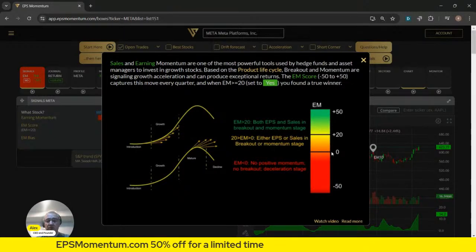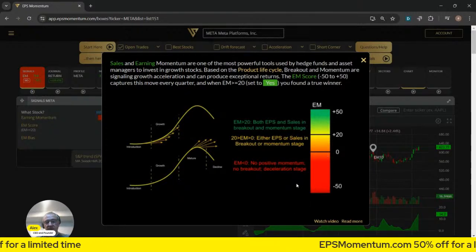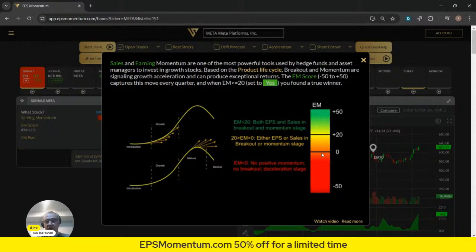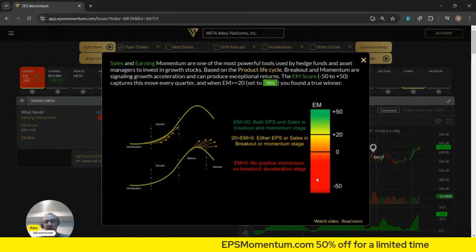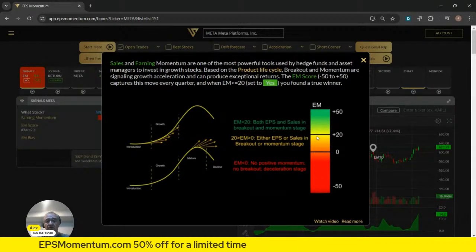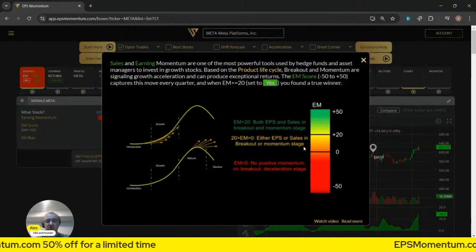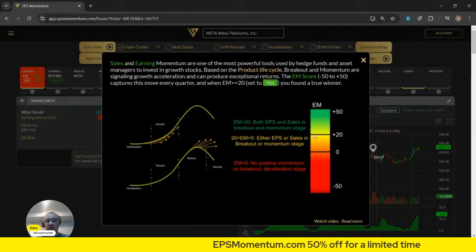The interesting thing is, out of the 4,500 stocks, there's a good 3,000, or yeah, I'll say 4,200 of them, that really are below zero here, a negative EM. That means that all the stocks may have some positive growth in their earnings and sales, but it's not significant enough for you to spend some time on it. And the rest is really completely negative. A stock that has a score between 0 and 20 has one of the variables, either earnings per share or sales, in breakout mode. And a stock that is above 20 in EM is truly a winner, right?